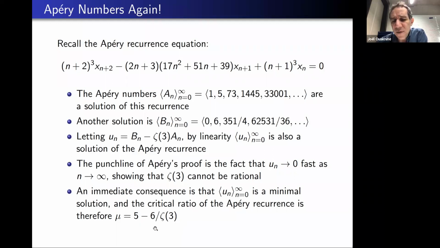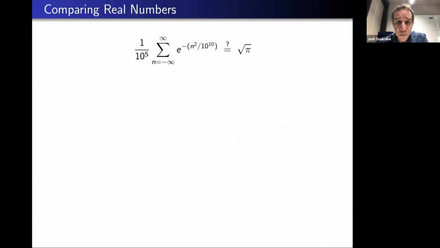Now, zeta of 3 is, well, we know it's an irrational number a priori, but most people think it's a transcendental number. So you can see here, for this recurrence, the critical ratio is ostensibly a transcendental number. So if I give you the first two values of a sequence, and I ask you whether the ratio of these two things is equal to the critical ratio, you start having to compare real numbers. And of course, we know that this can be a dicey sort of thing to do.